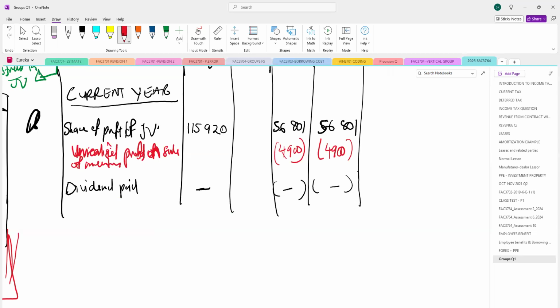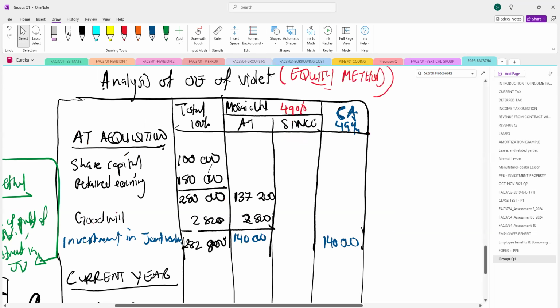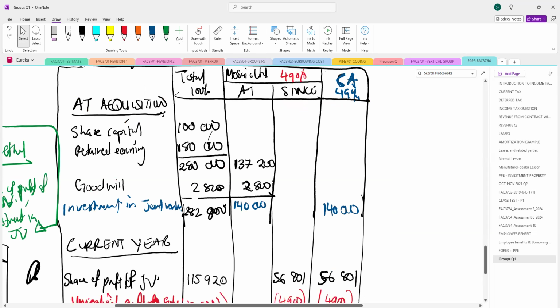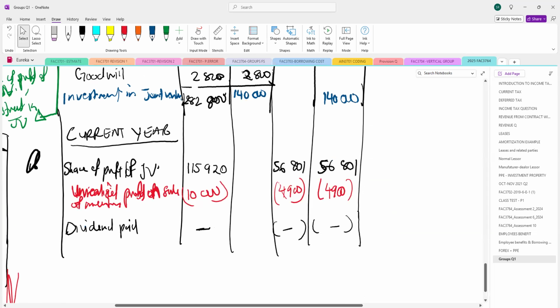So I want to calculate the 100% amount. This is actually the 49%. So I take 4.9 divided by 49% to give me the 100%. So the 100% amount was actually 10,000. And then multiplying by 49%, I get 4.9, and that's how much I'm decreasing my investment in joint venture. Okay. So yeah, that's basically it. Those are the only items that actually affect us.